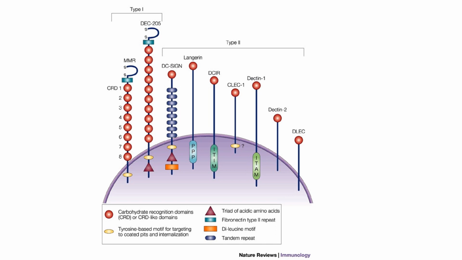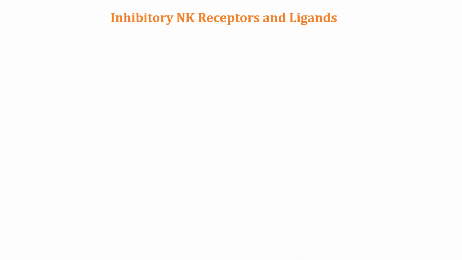For example, here is the activating NK cell receptor with ITAMs, and here is the inhibitory NK cell receptor. So the most distinct phenotypic characteristic of NK cells is the expression of a set of unique activating and inhibitory NK cell receptors. Now, the inhibitory NK cell receptors and ligands.